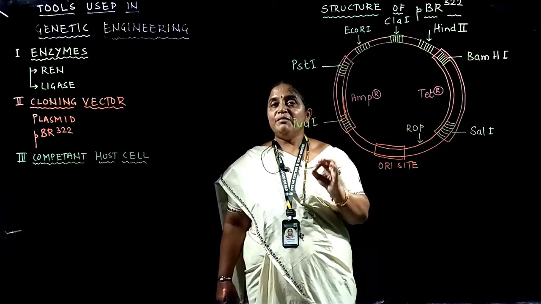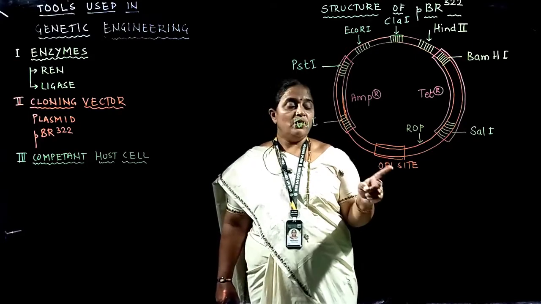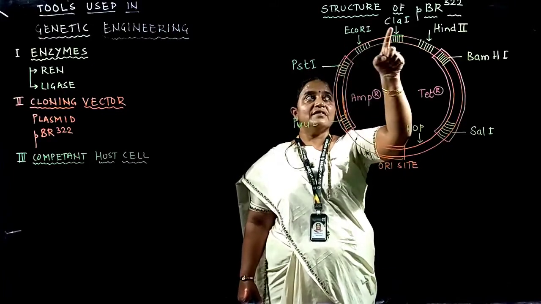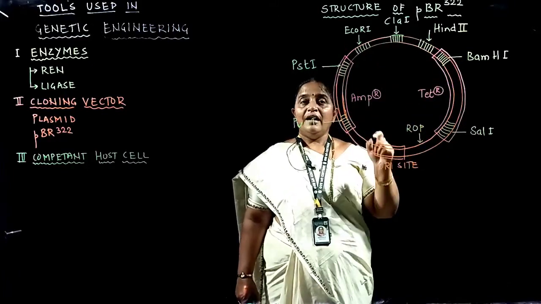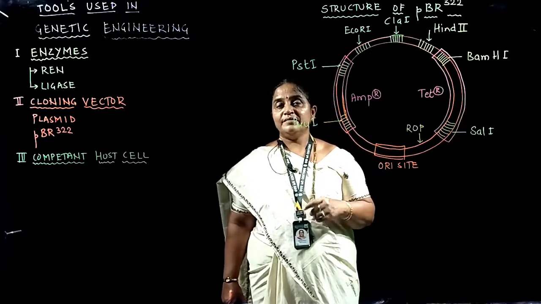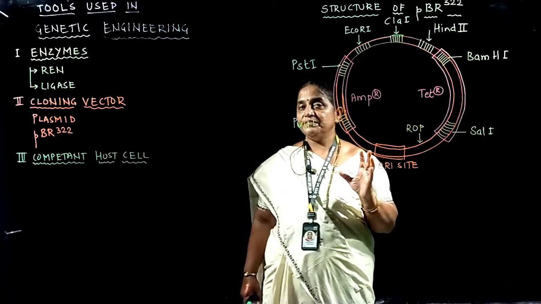So any suitable vector which is used as a molecular carrier should have an ORI site, should have cloning sites, these are palindromes, and selectable markers providing resistance to antibiotics. This structure with explanation carries 5 marks weightage.